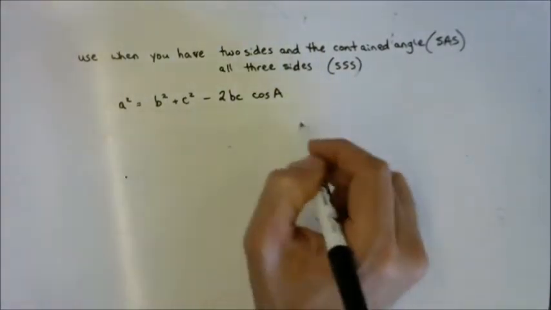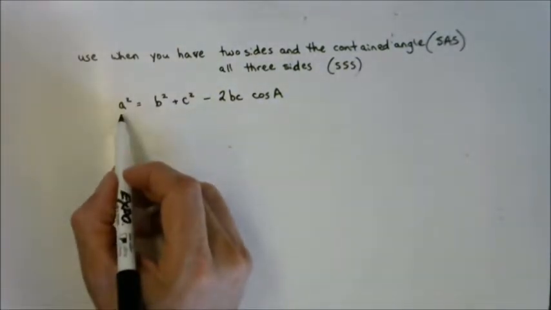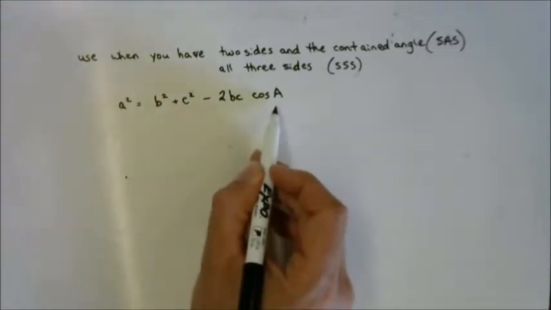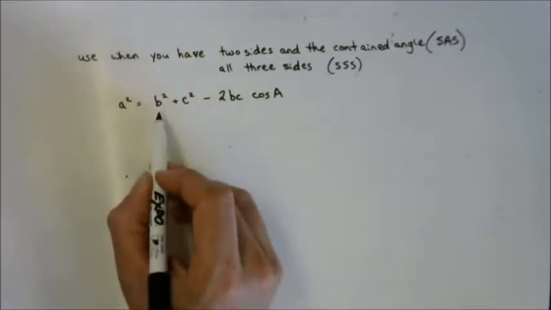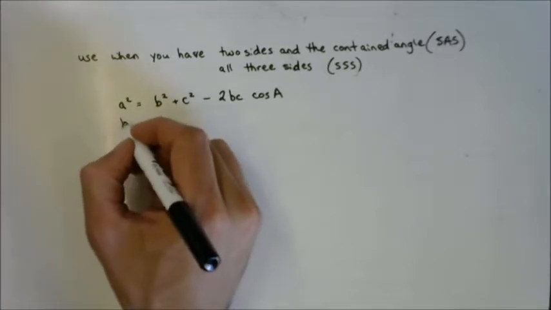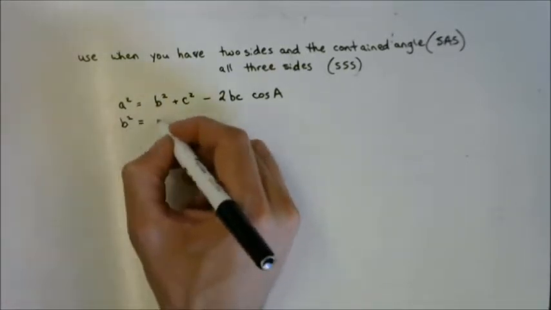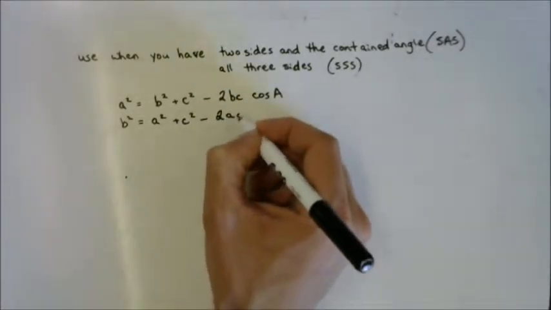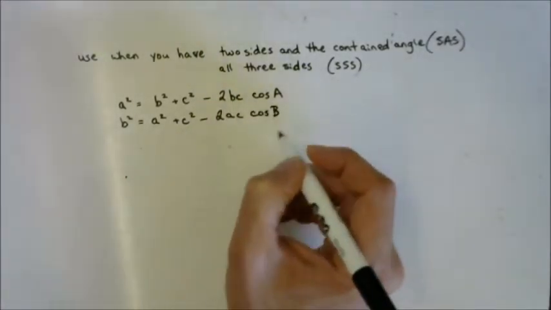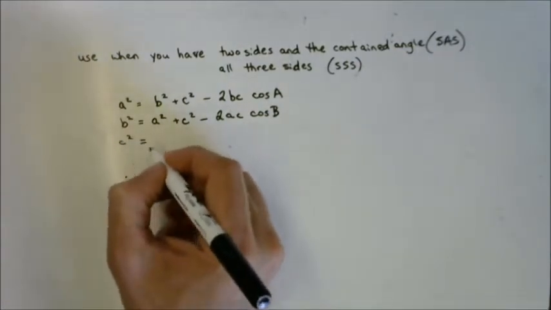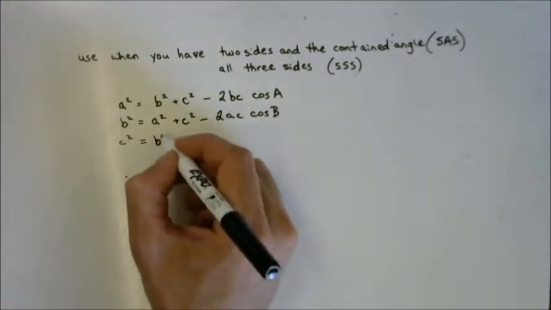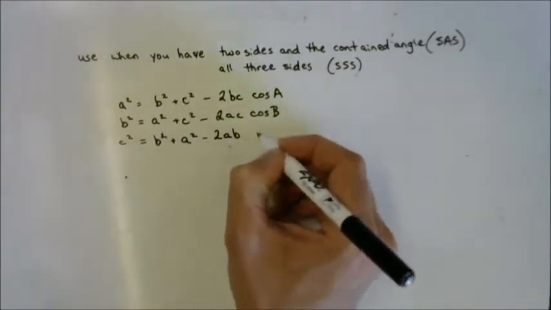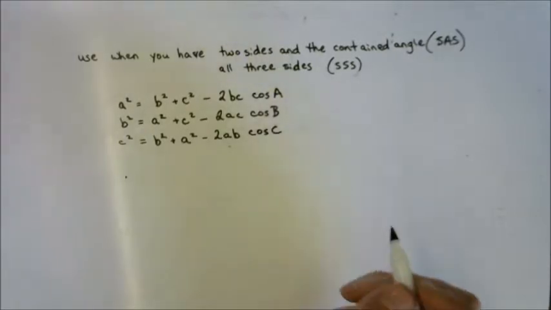That's just one way to write it. Okay, that's when you're looking for the side length a and you already have b, c, and the angle a. The angle a will be right in between side length b and c. You could write this two other ways. You could write it with respect to b squared, then it would be b squared equals a squared plus c squared minus 2ac cosine b. Or you can write it with respect to c, then it would be c squared equals b squared plus a squared minus 2ab times the cos of c.